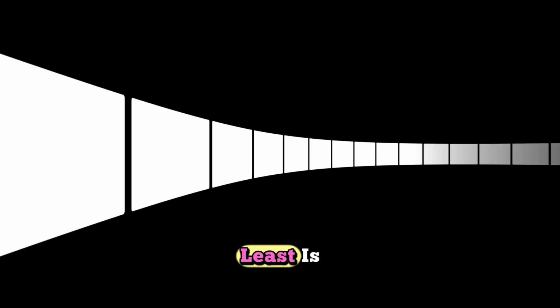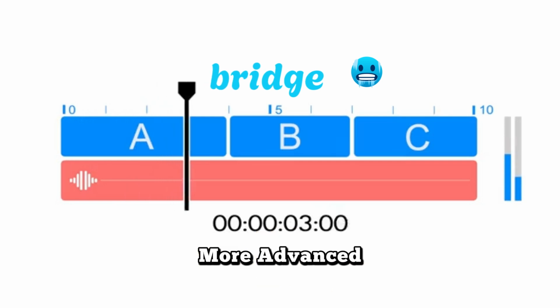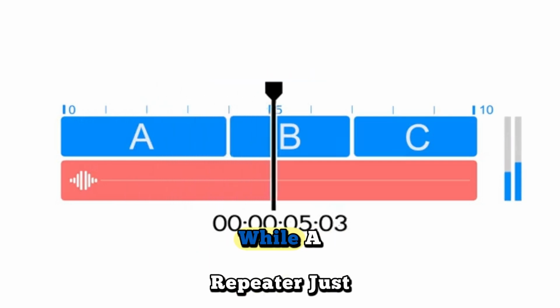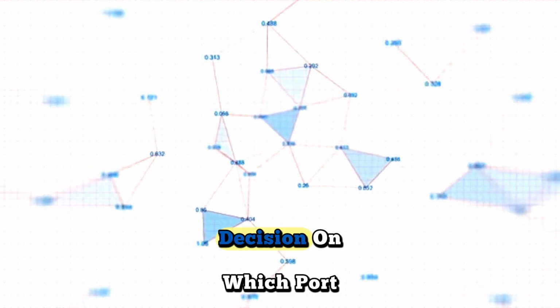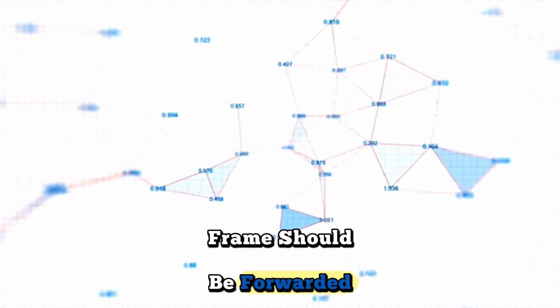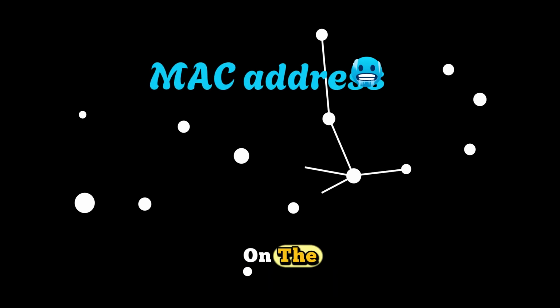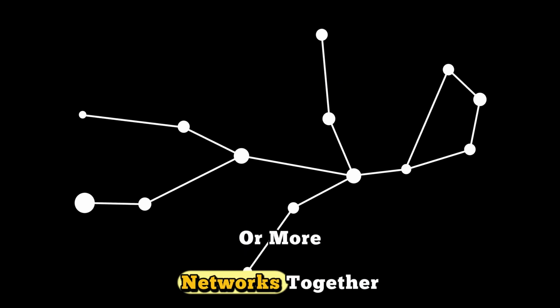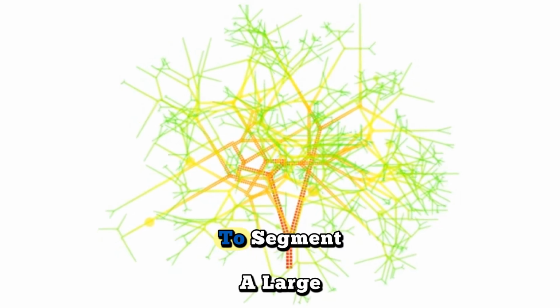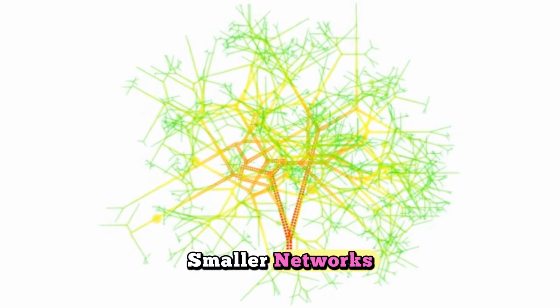Last but not the least is a bridge. A bridge is a more advanced version of a repeater. While a repeater just copies and forwards the data frames it receives, a bridge makes a decision on which port the data frame should be forwarded. This is done based on the MAC address of the destination device. Bridges are used to connect two or more networks together, and they can also be used to segment a large network into smaller networks. Bridges are also used to connect wireless access points to wired networks.